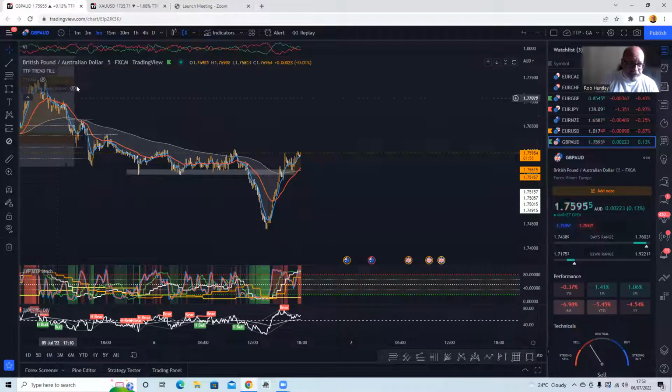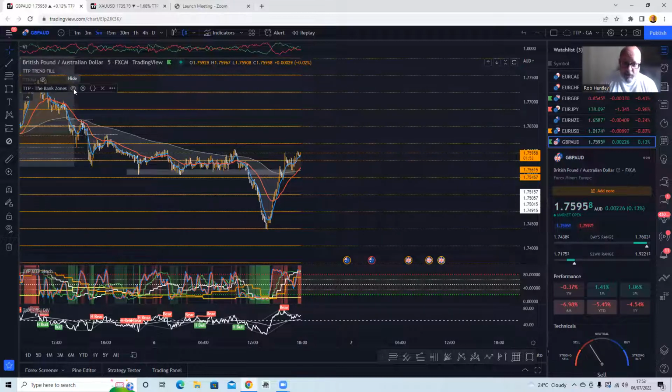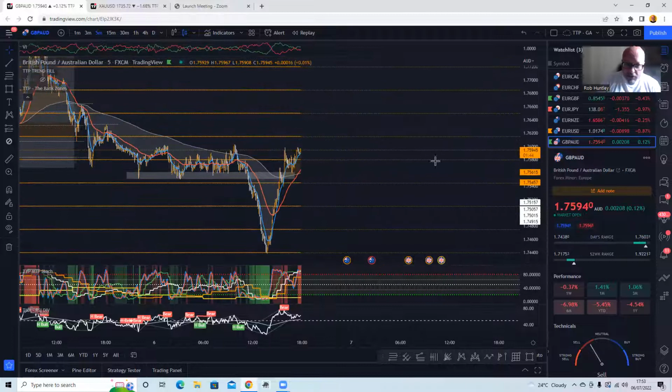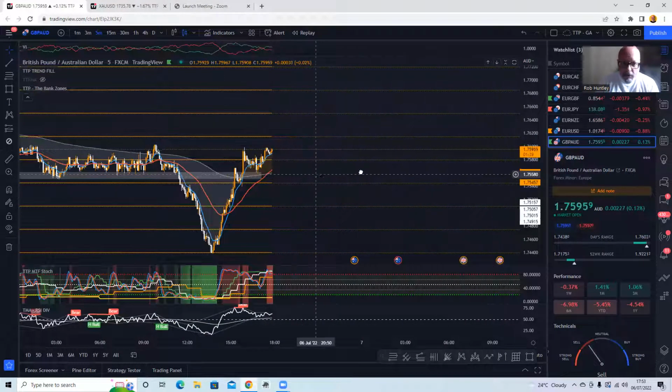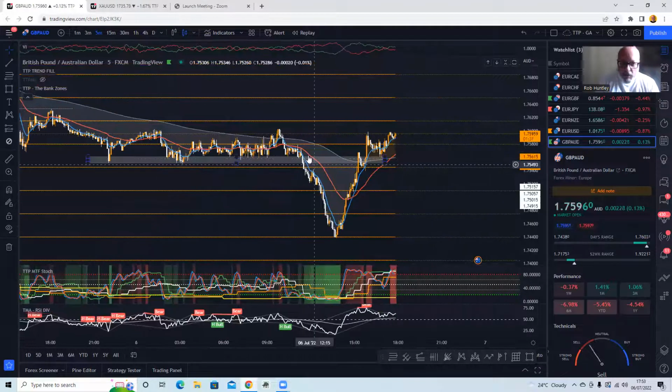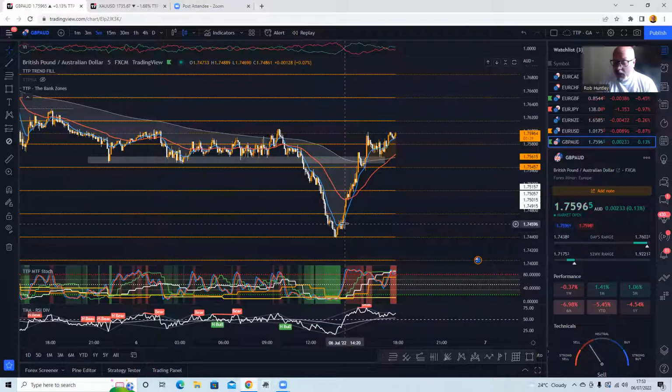Now I'm just going to chuck on my 35 pip lines. So looking at this area, you can see that with these 35 pip lines, it's respected this one here, bounced off, and most of my gains in the account today were actually from this move up.